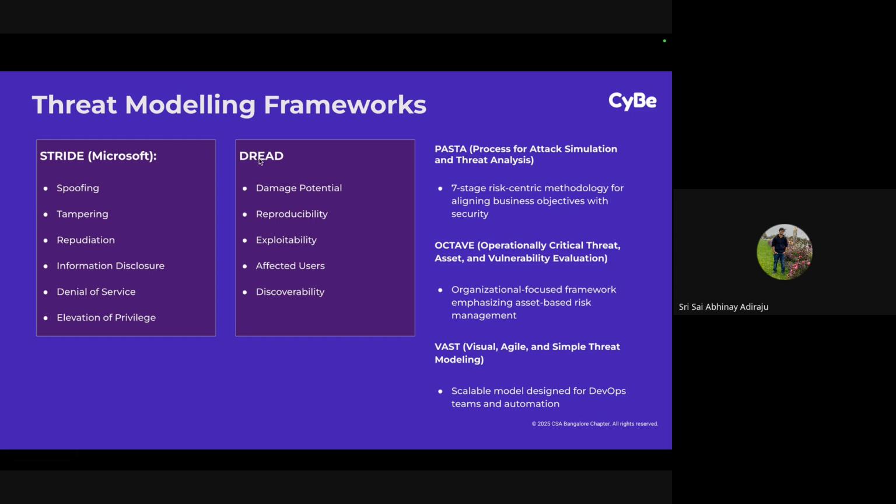Similarly, we have Dread. You assess these aspects. What is the damage potential? How complex is it to reproduce? How complex is it to exploit it? Who are the affected users? How often can this be discovered? Right, all of these aspects, the Dread model covers. Most predominantly used is Stride, but then some of the companies also adopt using Dread. Some companies adopt both, using Stride and Dread.